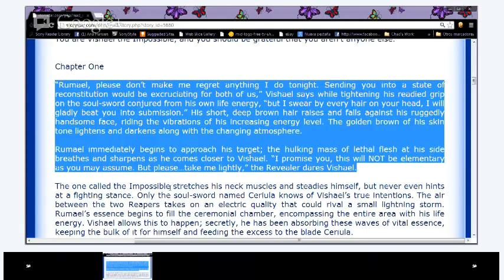His short, deep brown hair raises and falls against his ruggedly handsome face, riding the vibrations of his increasing energy level. The golden brown of his skin tone lightens and darkens along with the changing atmosphere. Rommel immediately begins to approach his target. The hulking mass of leather flesh at his side breathes in sharpness as he comes closer to Vishal.